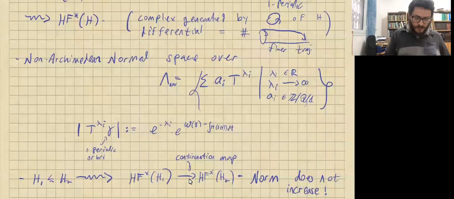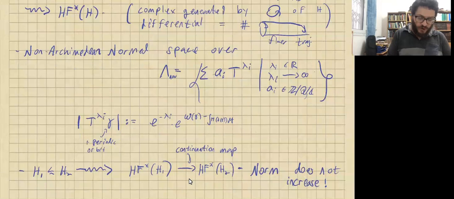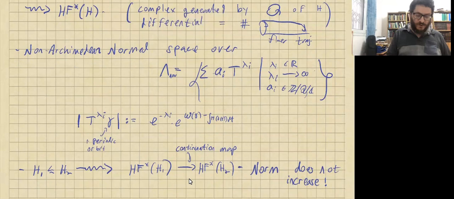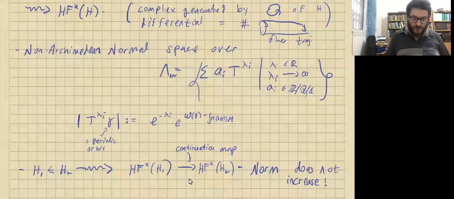Okay, and then there's just one additional piece of structure. If we have an ordered pair of Hamiltonians, namely pointwise H1 is less than or equal to H2, then this induces a map from the Hamiltonian Floer homology of H1 to the Hamiltonian Floer homology of H2, which is called a continuation map. The most important property of the continuation map is that under this monotonicity assumption, the norm does not increase. Okay, so this is Hamiltonian Floer homology.